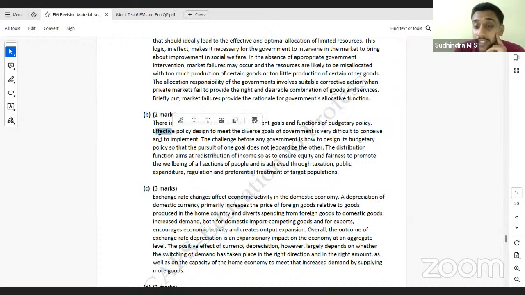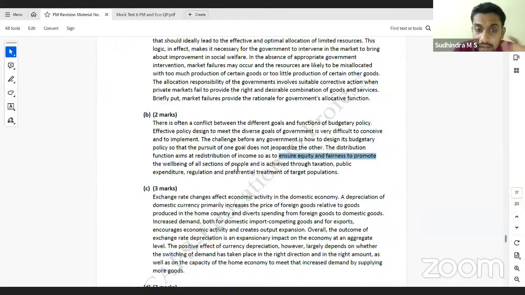Then effect of changes in exchange rate. So this 3 mark question, we have to write this. Depreciation increases the price of foreign goods relative to goods produced in the home country. Which leads to diverted spending. This gives you 1 mark.